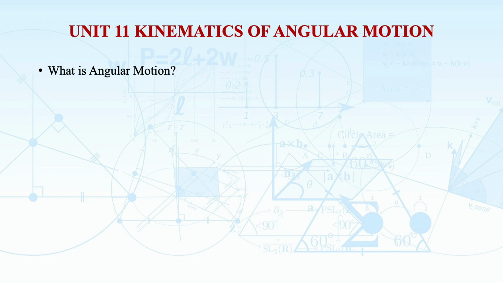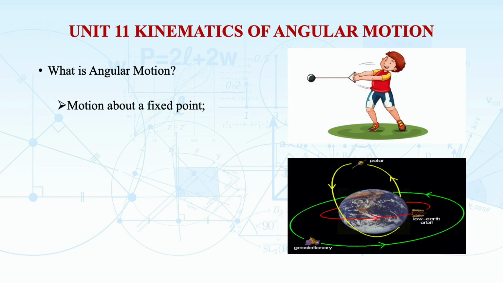Today we are going to talk about the kinematics of angular motion. Now, why do we want to talk about angular motion specifically as opposed to translational motion, which you have studied in the previous block, that is block 2 of this course? For that, let us first understand what we mean by angular motion. Angular motion is motion either about a fixed point or motion about a fixed axis.